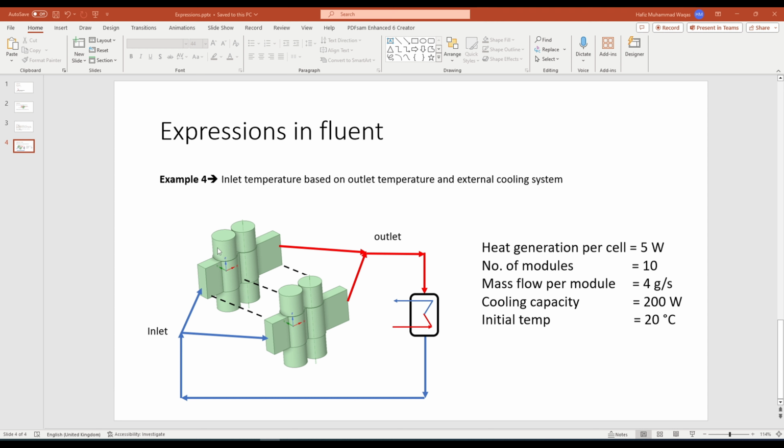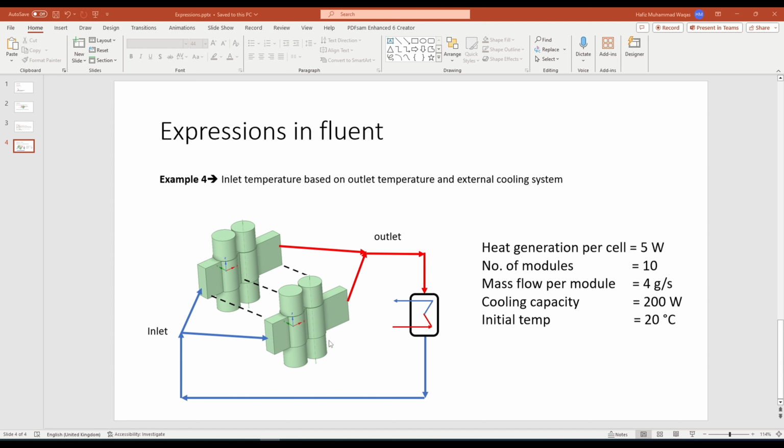So today we will continue with our example number 4. As I mentioned earlier, in this example, we will check the outlet temperature, then it will go to the heat exchanger and it will lose some heat based on the cooling capacity of this heat exchanger, and then this fluid will enter at the inlet.